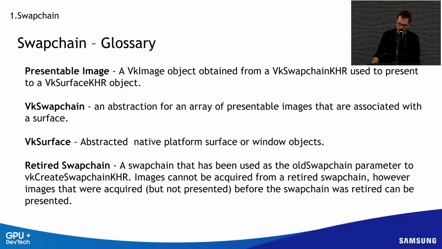Then we have the VK surface, which is another Vulkan abstraction. This is just a handle to the underlying window. This one doesn't hold any resources itself. It's just a handle that lets Vulkan communicate with your window. And then the retired Swapchain. In most cases, only one Swapchain can be associated with a surface at any given point, except when you recreate your Swapchain and pass in your old Swapchain. Then the old Swapchain is still alive at this point, it's considered to be retired now. You cannot acquire any more images from it from this point on, but you can still present images that you have acquired before.